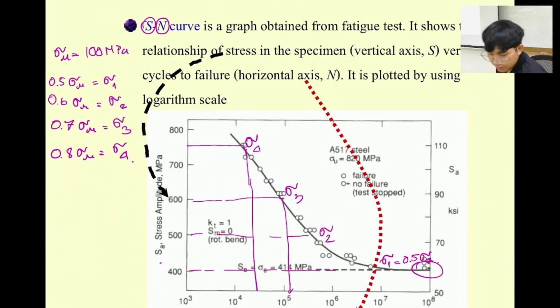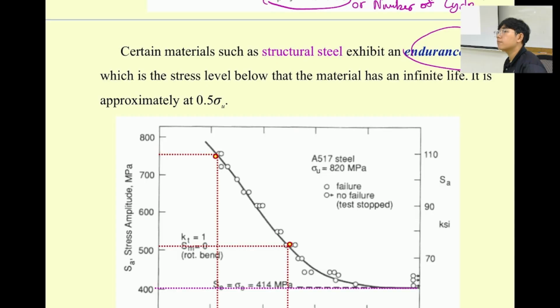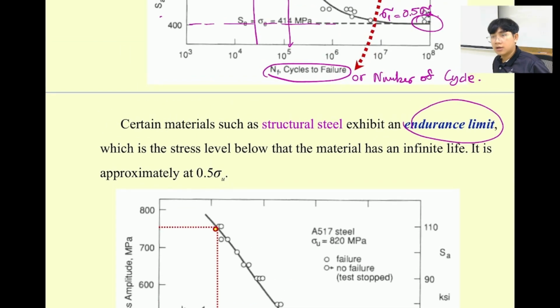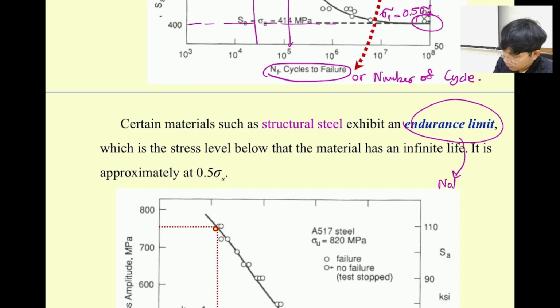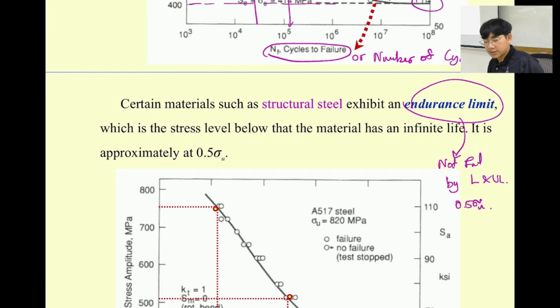So that point we call the endurance limit. Okay, the endurance limit means the material is not gonna fail by loading and unloading. It's just like whatever you push and then remove the load, and that's it. Nothing happened to it if you apply just only 0.5 of the ultimate stress. Okay, so we call that point the endurance limit.